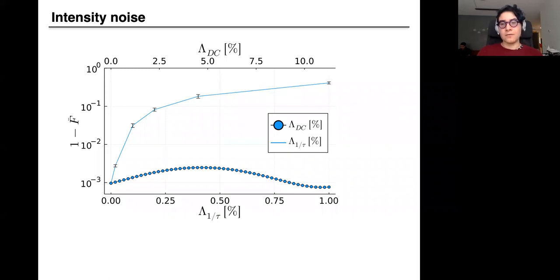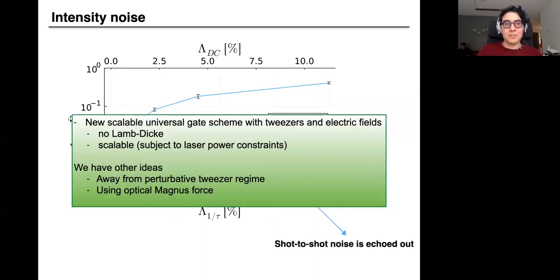And of course, if you have noise that is slow enough that it is of the order of your gate time, then you'll end up really degrading the fidelity of the gate. But you can also have DC noise, and that really doesn't affect the fidelity of the gate.